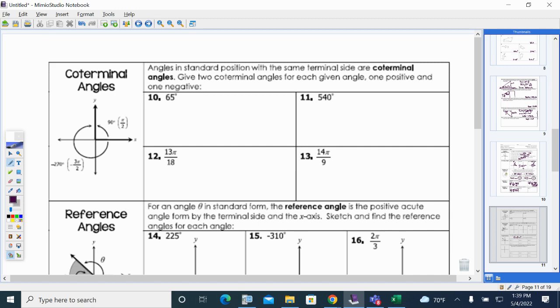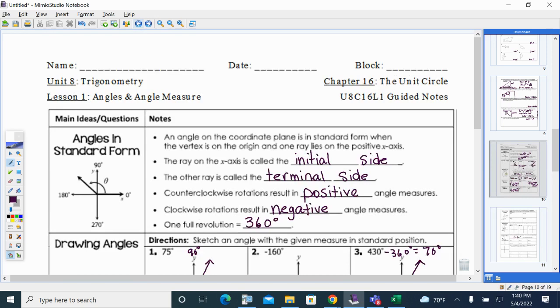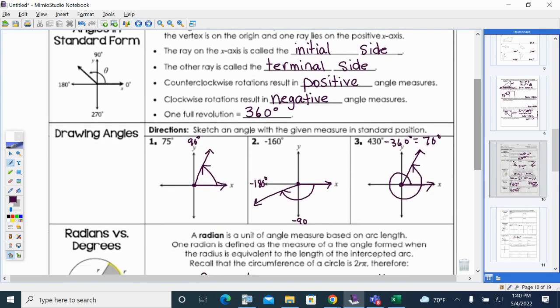Coterminal angles are difficult to describe in a video. I'm going to give it my best shot. So with coterminal angles, as a matter of fact, let me go back. I'm going to go back a page to try to explain coterminal a little bit better. I want you to go back to example number 1.